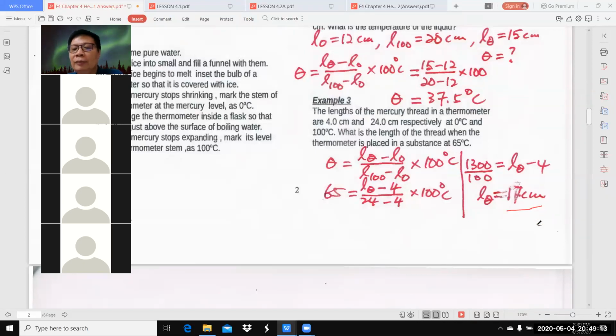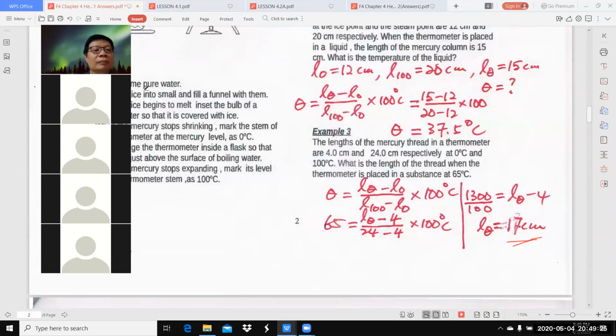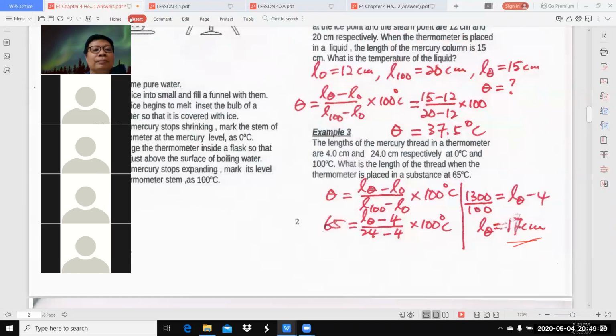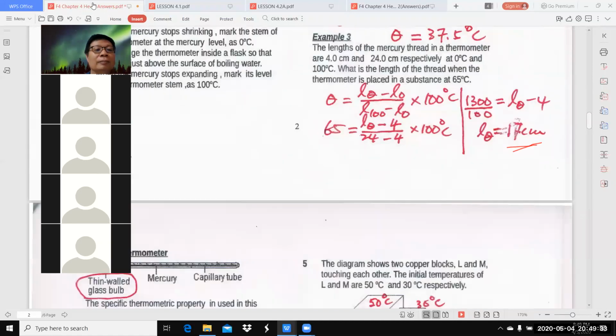Yeah, understand? So you know how to use the formula already, right? So remember, this formula is very important. The calculation part you must know. All right, next.